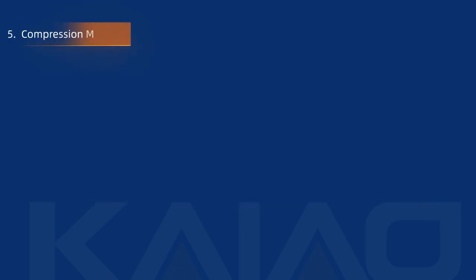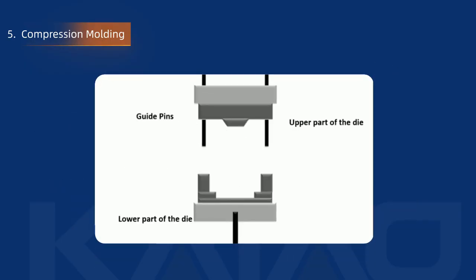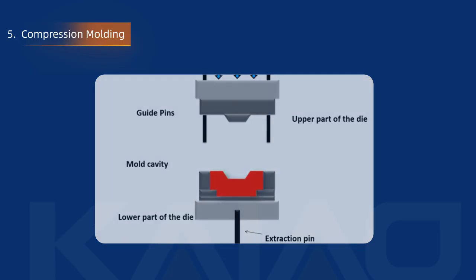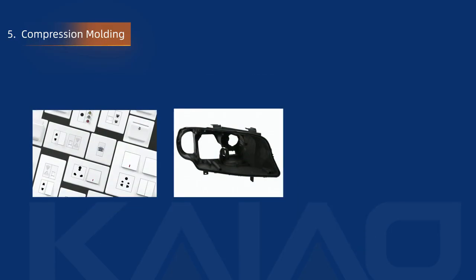Number 5. Compression molding. Preheated material is placed into a heated mold cavity and compressed under high mechanical pressure. It produces high-strength, heat-resistant parts but has lower automation. Ideal for thermoset plastics like electrical switches, headlight bases, and dinnerware.